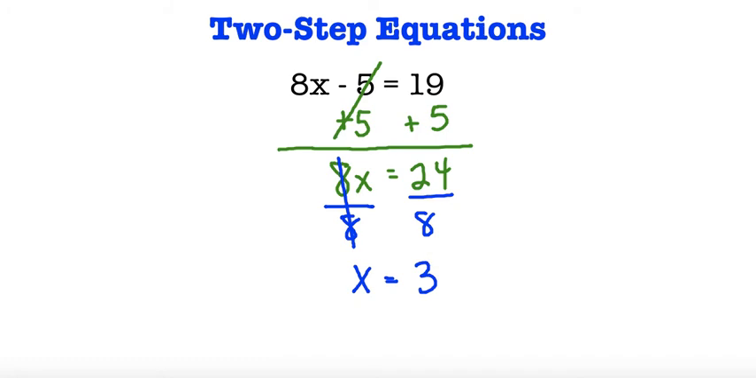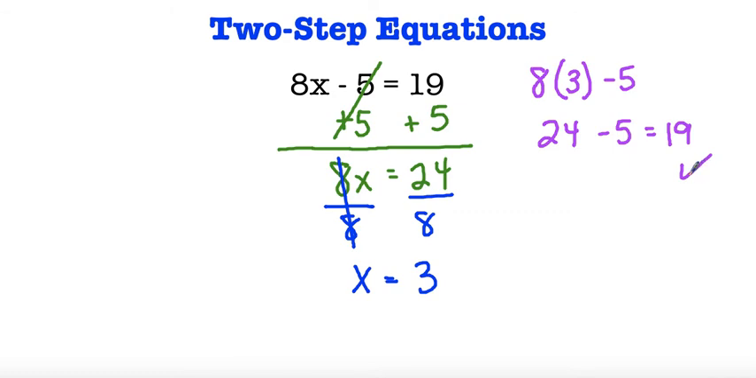Remember that if you wanted to go back and check to see if your answer was correct, you started off with 8x minus 5, but since we know that x is 3, we could substitute 3, so 8 times 3 minus 5. 8 times 3 is 24, minus 5 is equal to 19. So this is true, and we know that x is equal to 3 because we went back to check our answer.